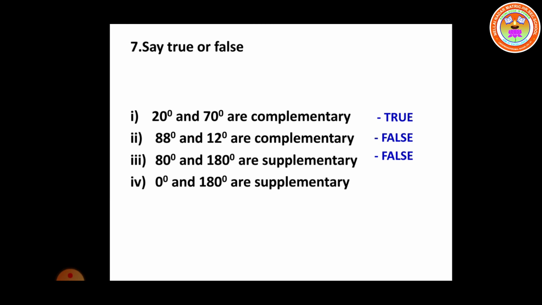Next one. 0 degrees and 180 degrees are supplementary. When we add these two, 0 and 180, we get 180. So when we add the angles and the answer is 180 degrees, we can say those angles are supplementary. So here the answer 180 degrees comes. Therefore the answer is true.